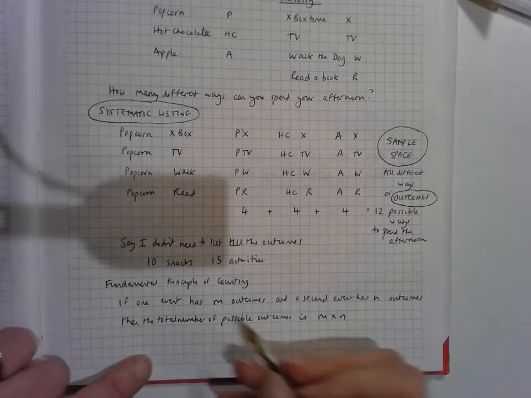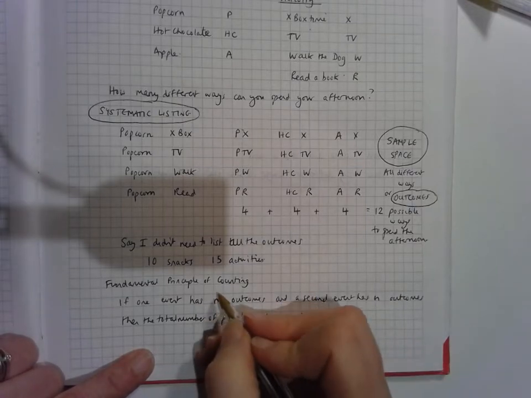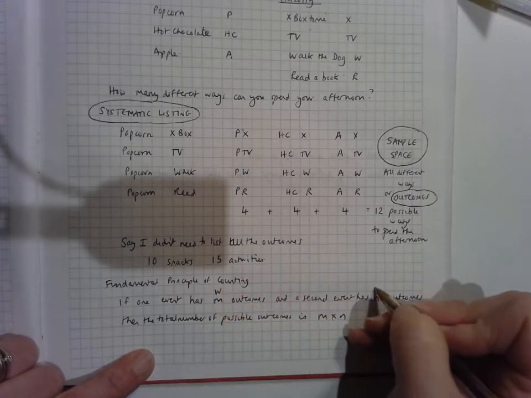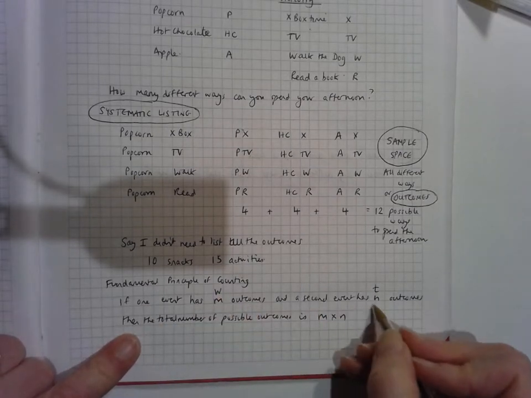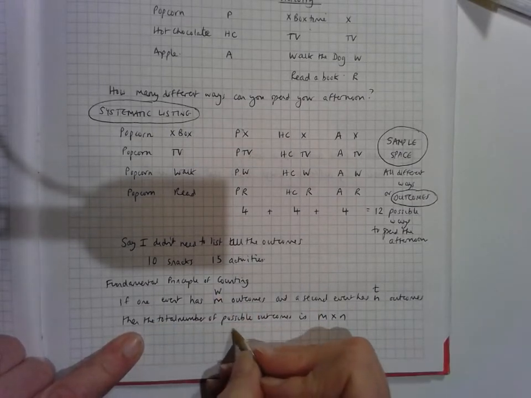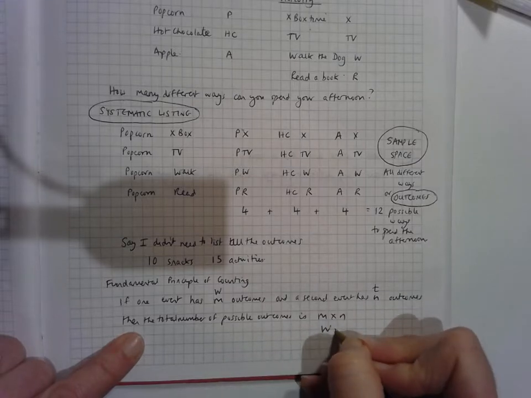Now, you have to admit, whoever chose M and N to do this is really not very helpful. So what I'm going to change here is I'm going to say W and T. If one event has W outcomes and a second event has T outcomes, then the total number of possible outcomes is W multiplied by T.